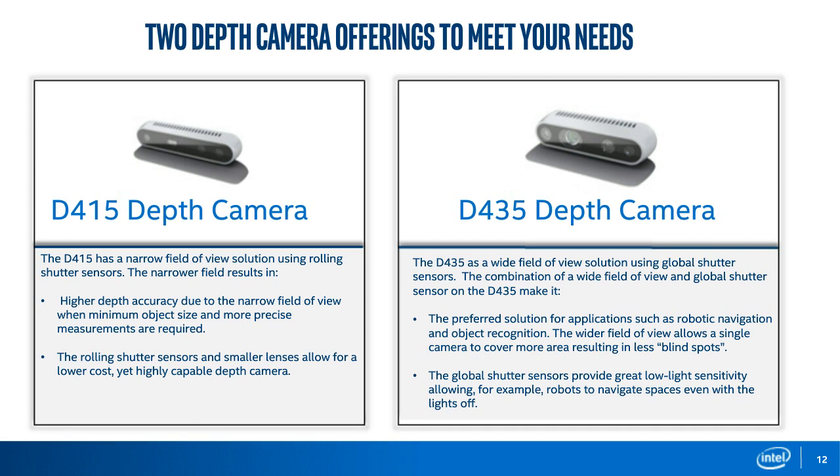The other part is the rolling shutter versus a global shutter. And again, we've talked about this. Navigating spaces or with the lights off, it's better with a global shutter. The other difference that I haven't talked about is the 415 is about a $149 price point and the 435 is a $179 price point.